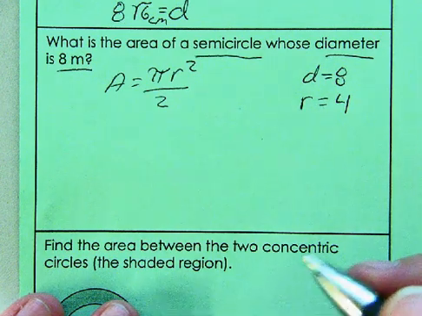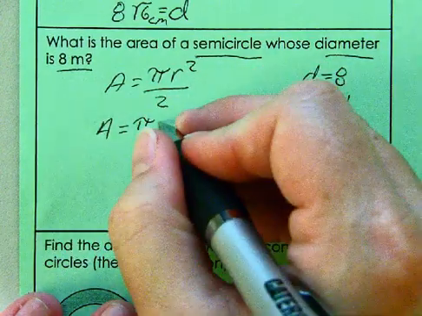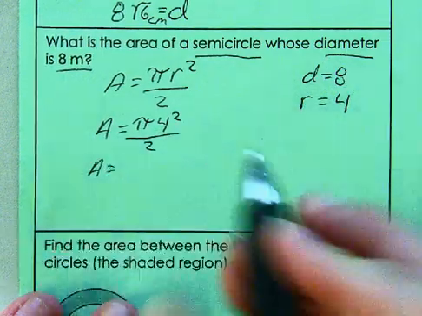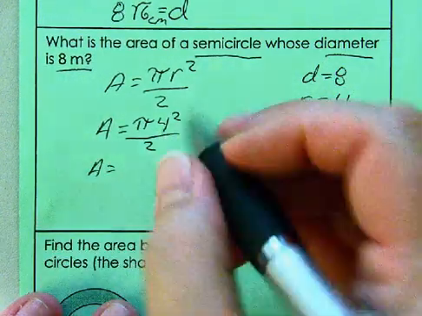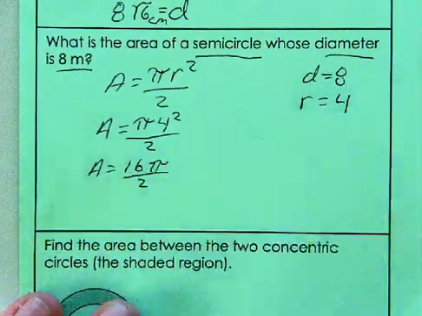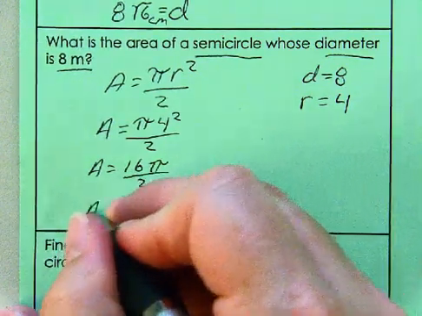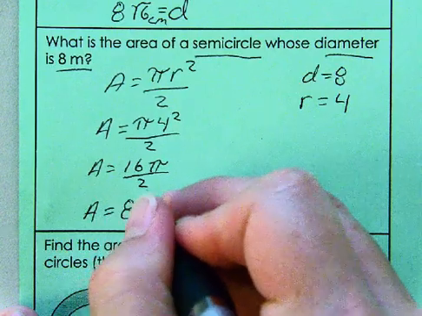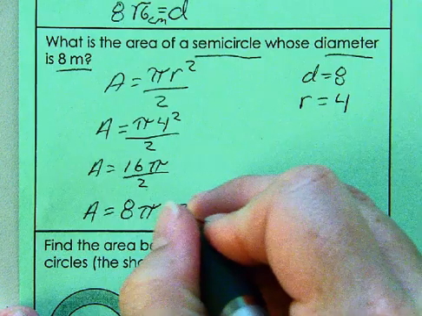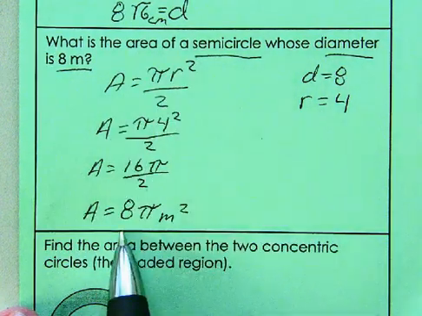So plugging in the things that I know, A equals pi, r is 4, so this is going to be 4 squared over 2. So then we're going to simplify 4 squared. 4 squared is 16, so this becomes 16 pi over 2. 16 divided by 2 is 8, so area equals 8 pi. And then we need a label here again, meters squared. It asked us for area. We have found the area.